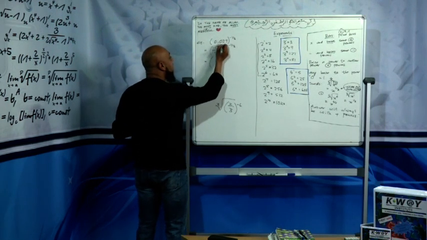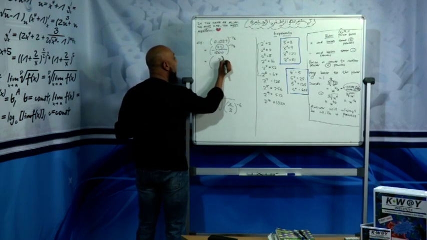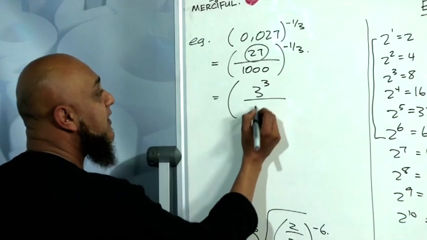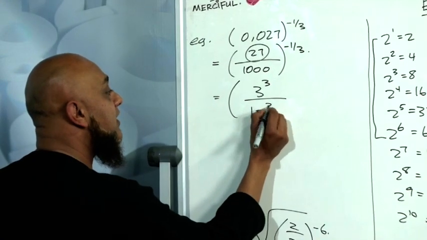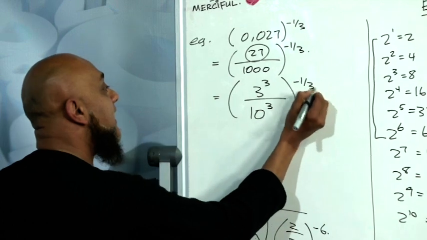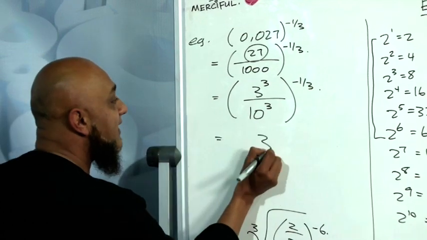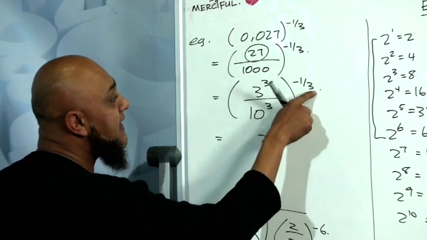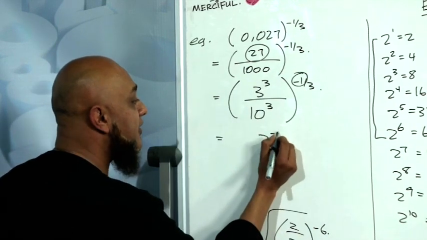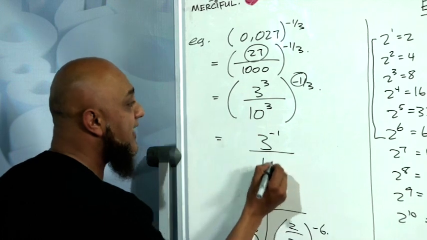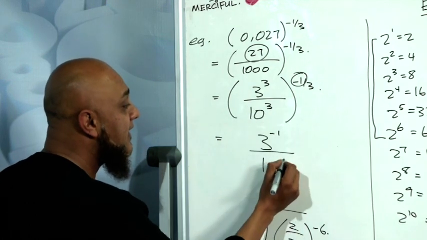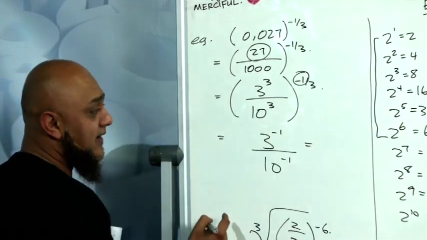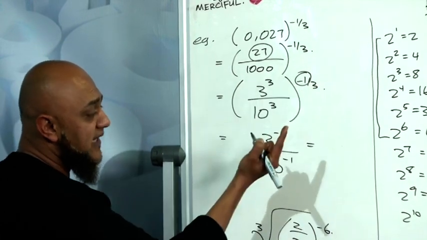We say 27 is 3 to the power 3 over the number 1,000 is 10 to the power 3, to the power negative a third. So this is 3 to the power... Now, we're raising a power to a power. The 3 and the 3 will cancel. You're left with negative 1. So it's 3 to the negative 1 over 10 to the power 3 times negative a third, which is negative 1. Right, because 3 and the 3 will cancel out.